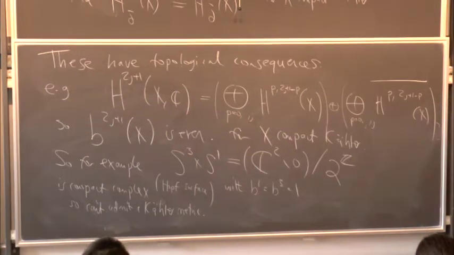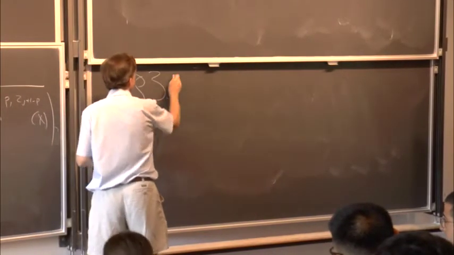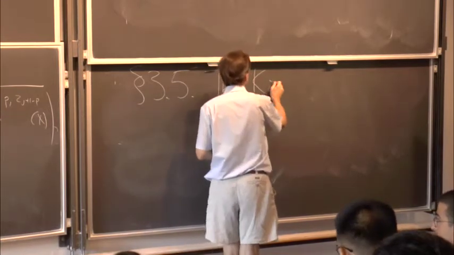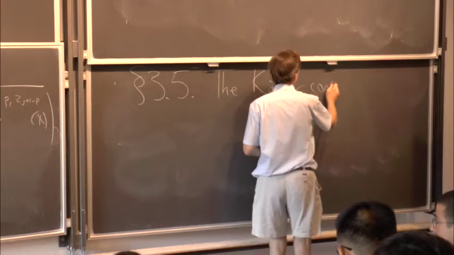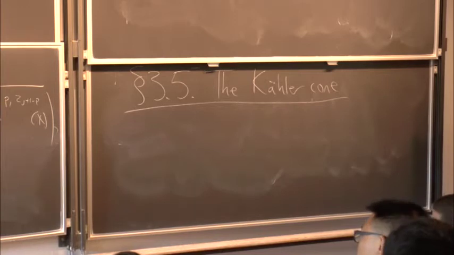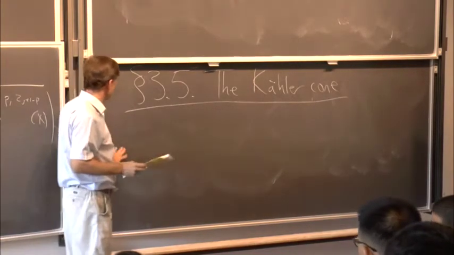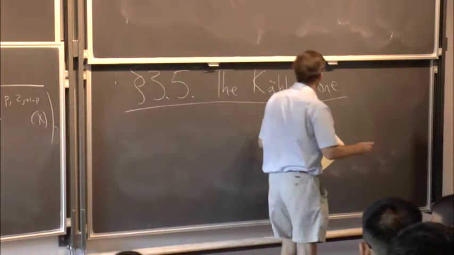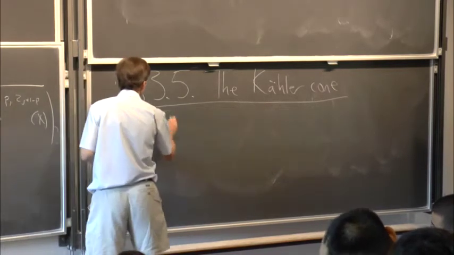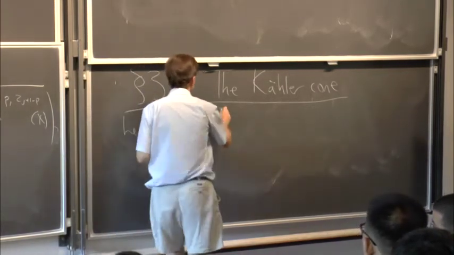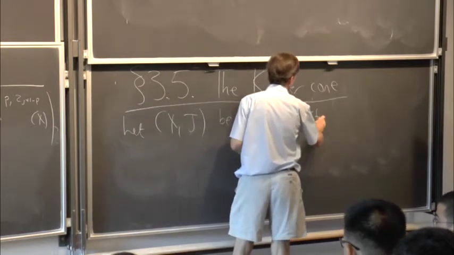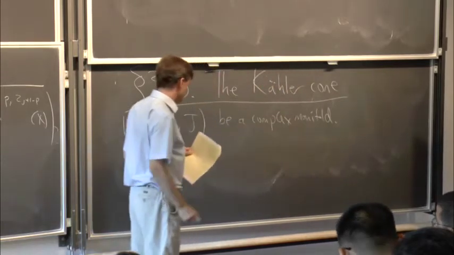Okay, so next, let's move on to Section 3.5 on the Kähler cone. I want to give you some idea of what the family of Kähler metrics is on a given compact complex manifold, supposing it has any Kähler metrics at all. Actually we don't need compact at this point, so let X, J be a complex manifold. Later we might take it to be compact.